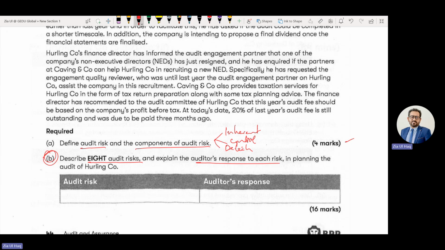In case of response, we can even deviate a little bit from the wording of procedure. We just need to write down what the auditor will do, how the auditor will verify this is not the issue. Audit risk means issues relating to financial statements we need to explain: inherent, control, detection. And response means what the auditor will do, how the auditor will verify this issue is not there. So 8 risks we need to identify and we need to write down the response. So let's move forward.